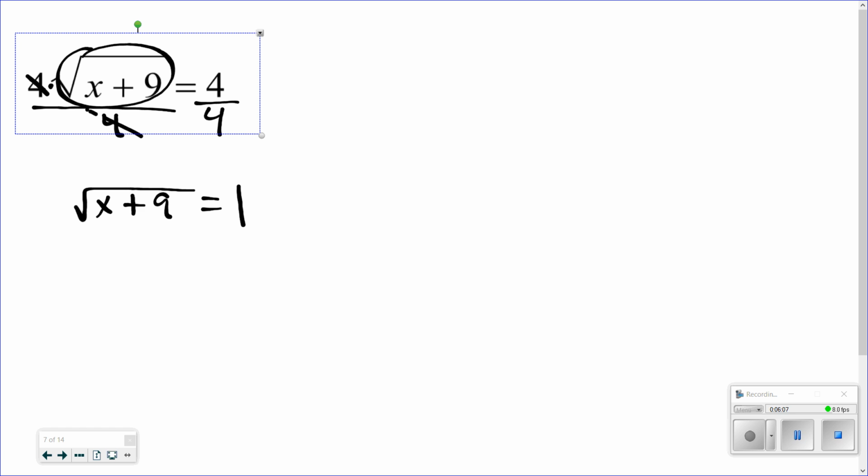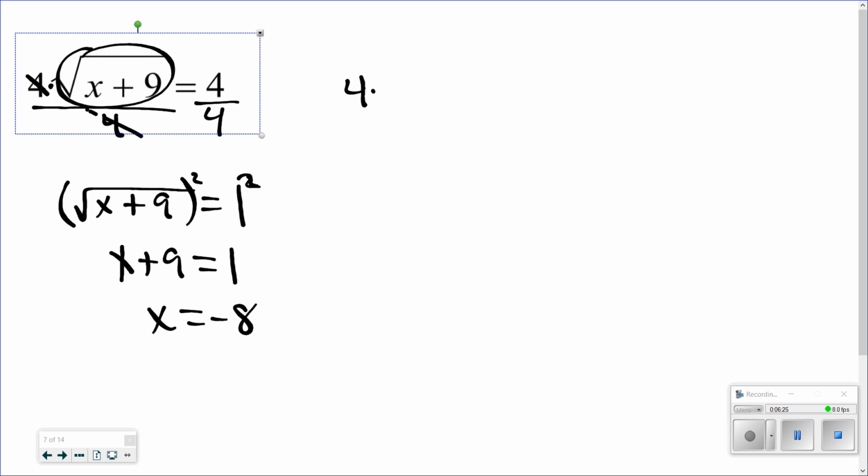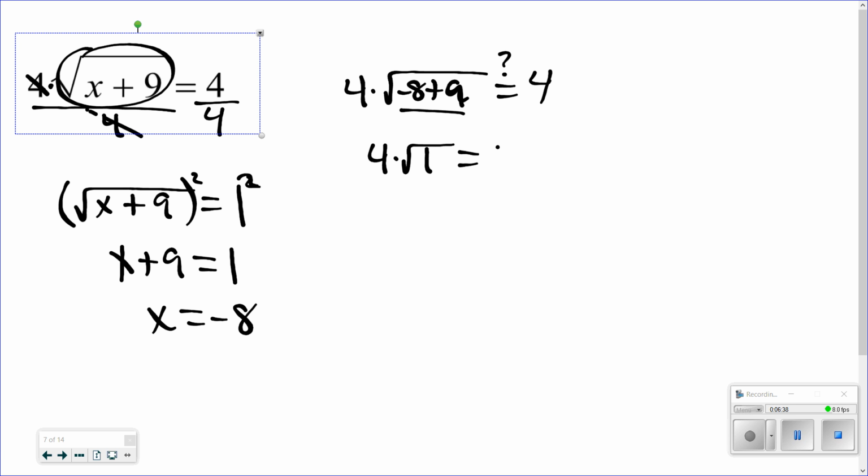Okay. Now when we get to this step, the square root's by itself. I square both sides. So I end up with x plus 9 equals 1 squared, which is 1, minus the 9 over. Hey, let's double check and see if it works. Does 4 times the square root of negative 8 plus 9 really equal 4? It's supposed to be a 9 there. Negative 8 plus 9 is 1. The square root of 1 is 1, and 4 times 1 is 4, so it checks off. Okay, this one does work.